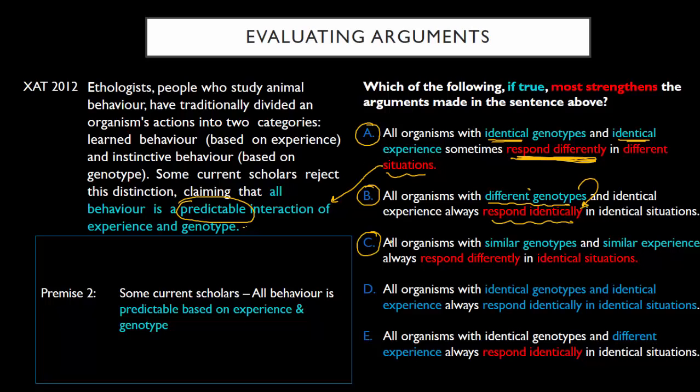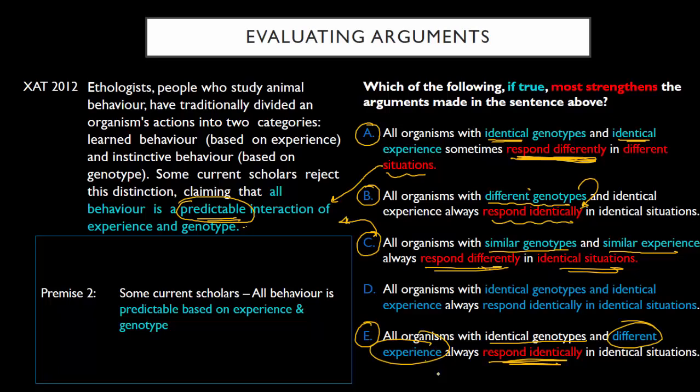Let's look at C, for example. All organisms with similar genotype and similar experience respond differently in identical situations. Completely destroys the argument being presented here. They are not supposed to respond differently because it is predictable. They have to respond in the same fashion. And if you look at option E, all organisms with identical genotype and different experience respond identically. If there are different experiences, how can they respond identically? If that is true, then it is not predictable based on experience. The one that makes sense is option D.